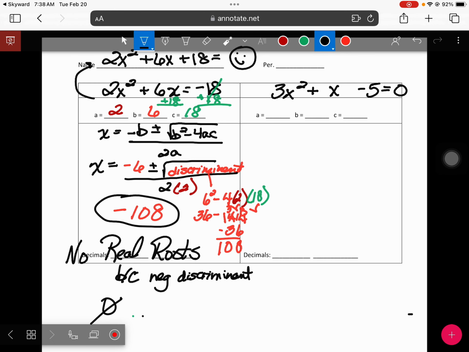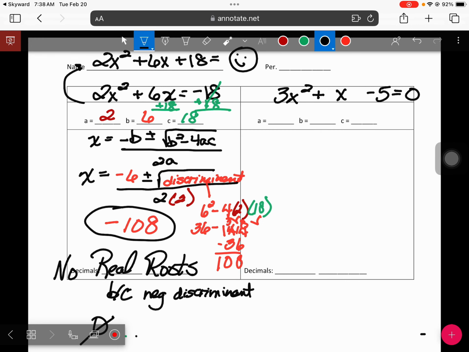3x squared plus x minus 5 equals 0. First of all, is it a quadratic? Does it have a variable to the second power? Yes. Is it set equal to 0? Yes. So we can solve and find a, b, and c. So a is equal to 3. B is equal to 1. That's 1 understood. And c is equal to negative 5.